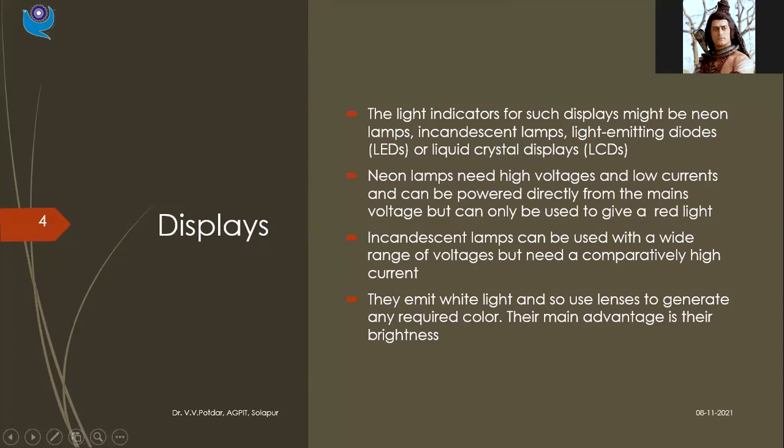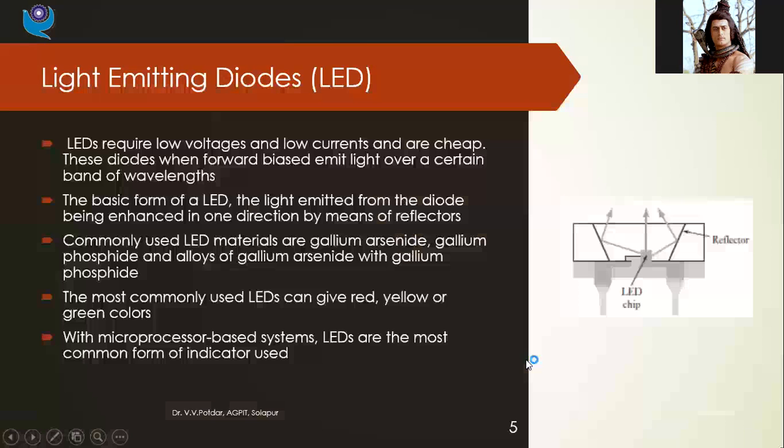Neon lamps need high voltages and low currents. They can be powered directly from the mains voltage, but can only be used to give a red light. This is a limitation of neon lamps. Incandescent lamps can be used with a wide range of voltages, but need a comparatively higher current. They emit white light, and so lenses are used to generate any required color. Their main advantage is their brightness. So incandescent lamps have their own advantages.